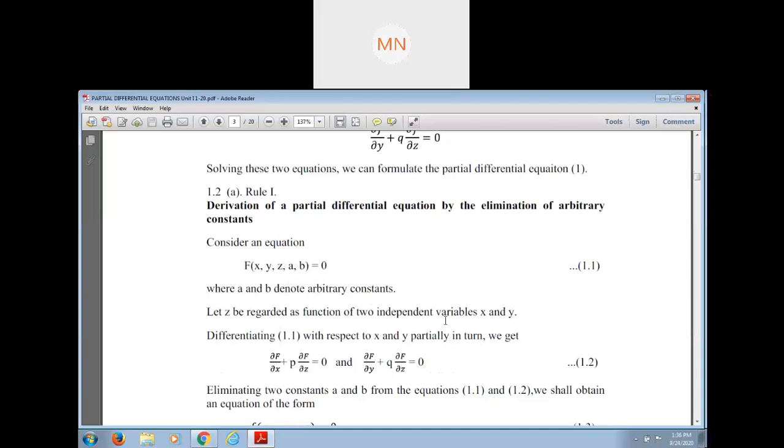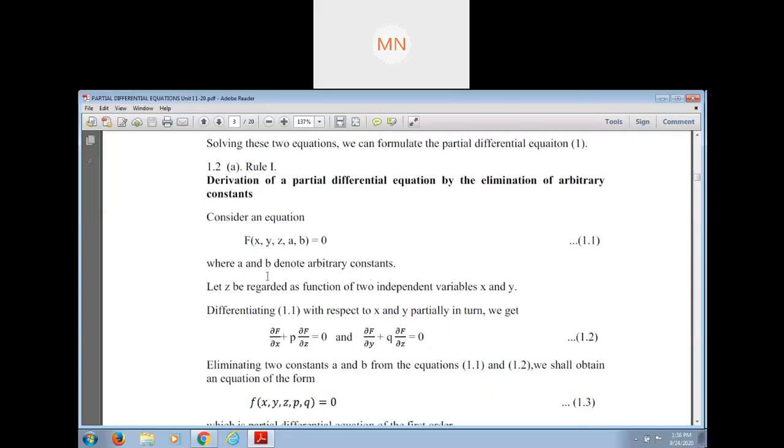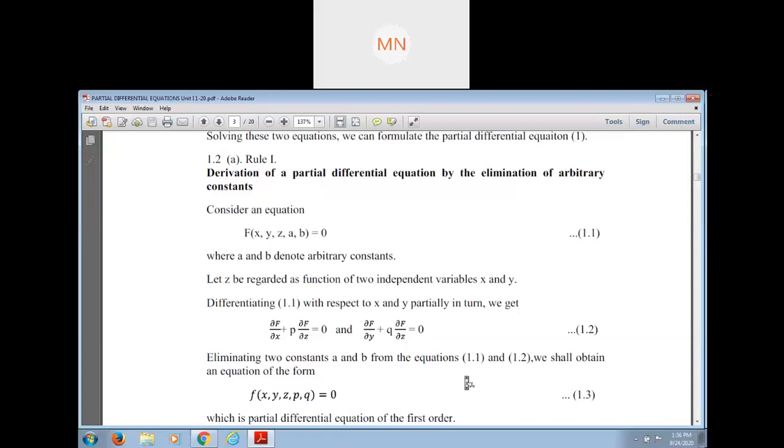Then first you have to differentiate z with respect to x, and after that, differentiate z with respect to y. After that, put the values of a and b in this equation, and then you get the solution.